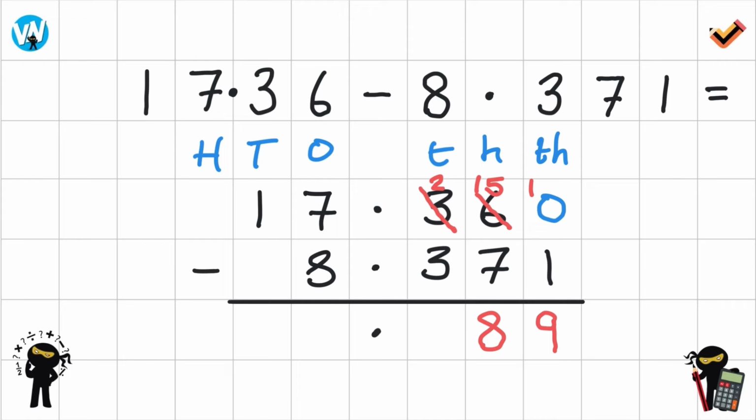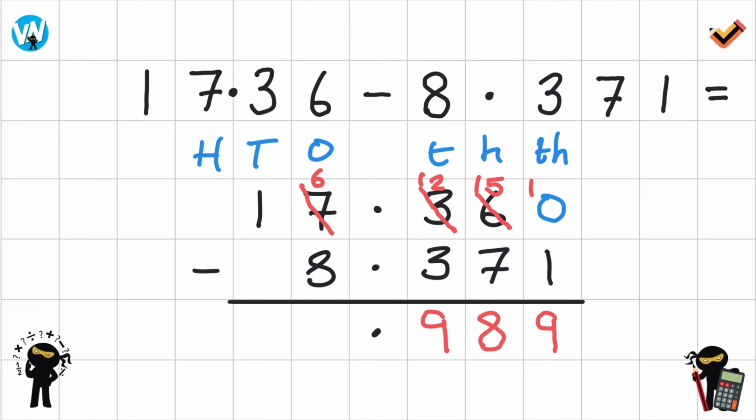And then, again, 2 take away 3. We can't do that. So I'm going to need to exchange from the ones column. So there's quite a lot of work here. That becomes 6. And the 1 that we've exchanged is going to drop into this column. So we've got 12 take away 3, which we know is 9. And now I'm working in the ones column. So 6 take away 8.